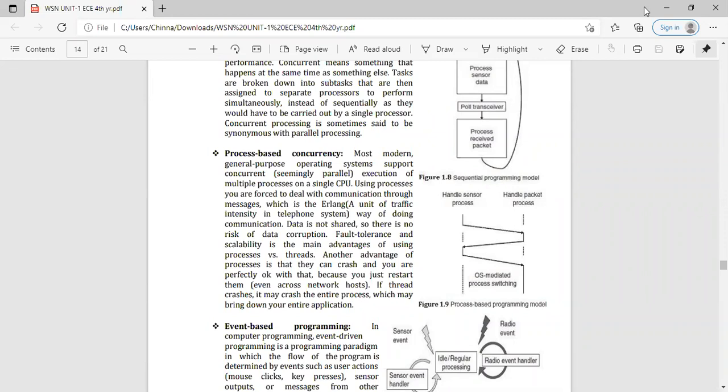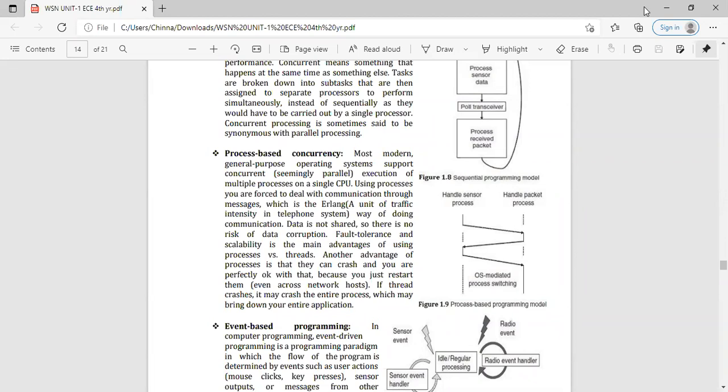Data is not shared, so there is no risk of data corruption. This is also one of the advantages of process-based concurrency. Fault tolerance and scalability are the main advantages of processes versus threads. Another advantage of processes is that they cannot crash the others; you are perfectly okay with that, you can restart them. In networking access there is no crash. So this is the main importance of that particular networking.